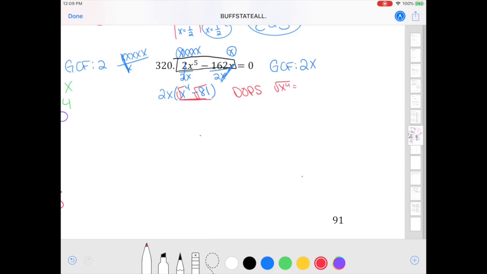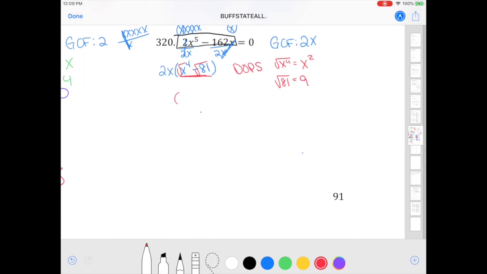So the square root of x to the 4th, or in other words, what times itself gets you x to the 4th, is going to be x squared. And what times itself gets you 81, that's going to be 9. And your setup for DOPS is always the same. 2 sets of parentheses, one with a plus, one with a minus. So I end up with x squared plus 9 and x squared minus 9. And don't forget to bring down the 2x.